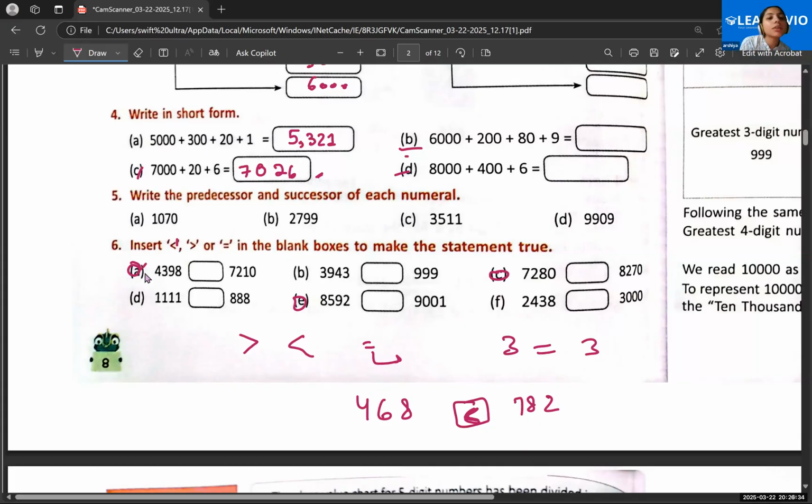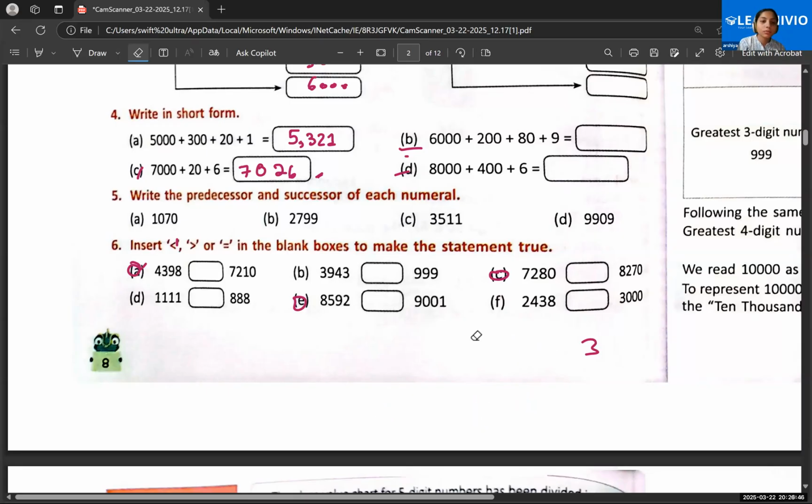Now, can you tell the answer for A? The first one is 4,398, which is smaller, so it should be... Should I make the sign like this, or should I make this the sign? Like this sign. Yes. Okay. So towards 7,000, I'll open the mouth.